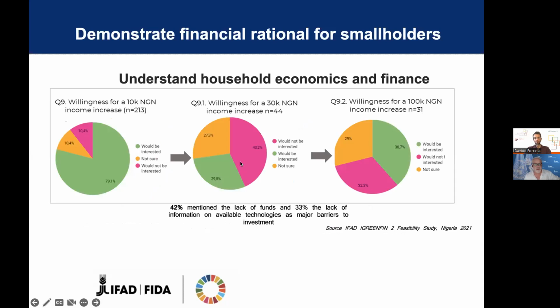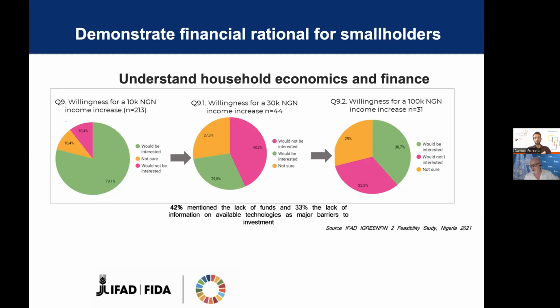Now, demonstrate financial rationale. We're going to continue to do that for the smallholders. Their willingness to take a loan is categorized here by the level of additional income that they would need to take a risk, to take a loan. You can see in the first chart, it's a very small amount, like $20, $30 rather. In the second chart, it's $70 or $80. And then the final one is $250.